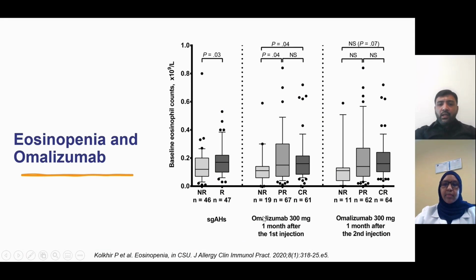In this study, checking the relation between eosinophils and omalizumab, they found that patients who were non-responders had a lower eosinophil count compared to partial or complete responders. They also found that after treatment initiation with omalizumab, 1 month after the first or second dose, the eosinophil count remained low in patients who were non-responders, more so compared to patients who were partially or completely responsive to omalizumab.